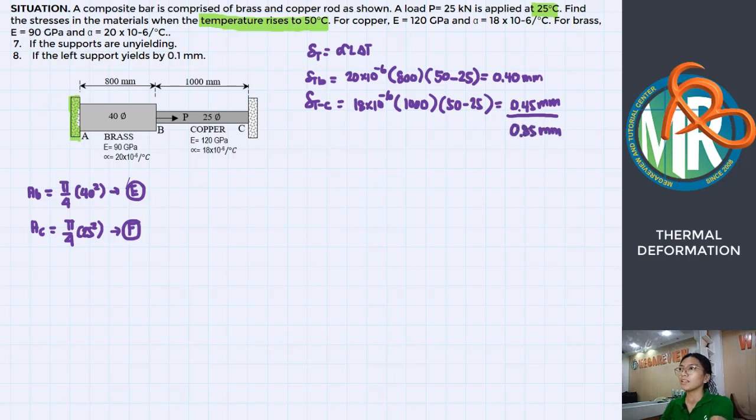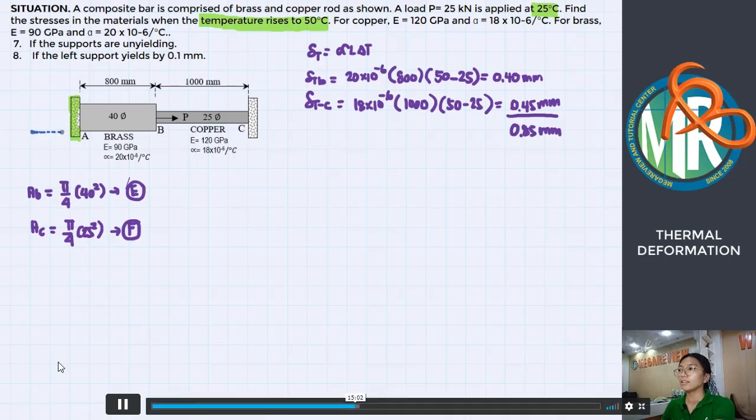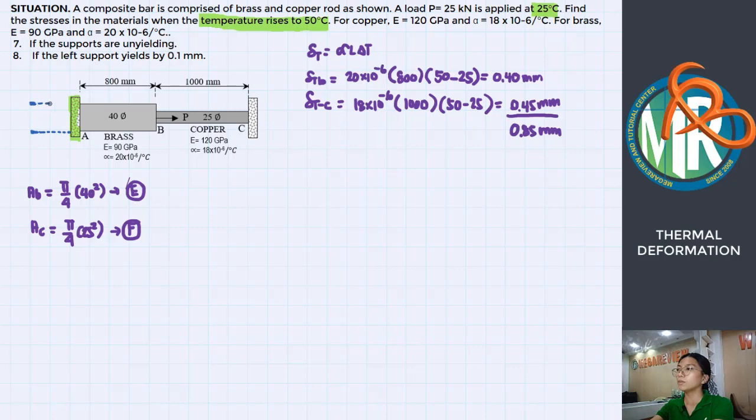Okay, so let's project that here. Since the left support yields by 0.1 millimeters, the left support is the one we let freely move, freely deform. Again, imagine we remove the support at point A. So the rod will deform up to this length. Say this is our 0.85 millimeters, the total thermal deformation.